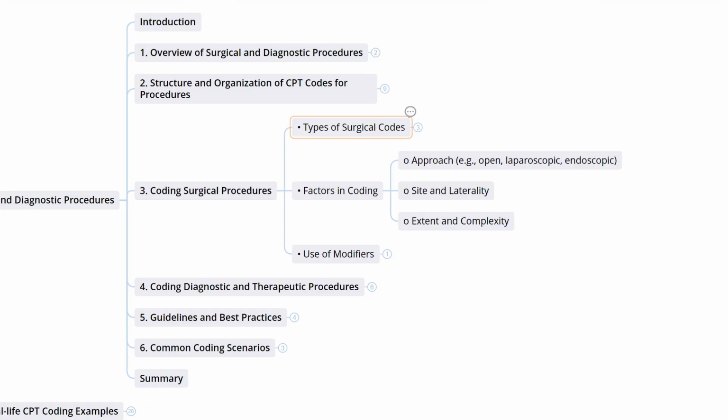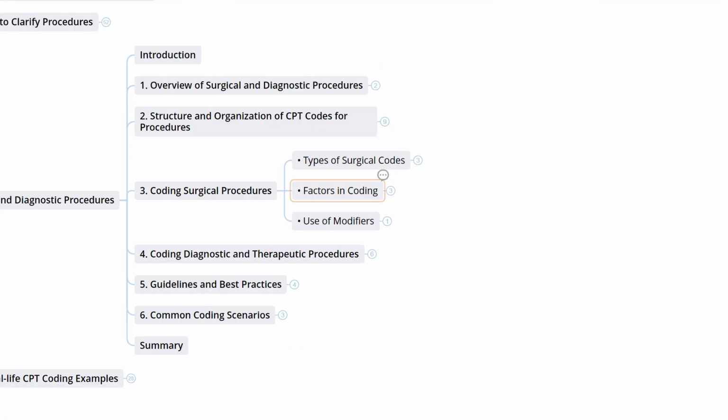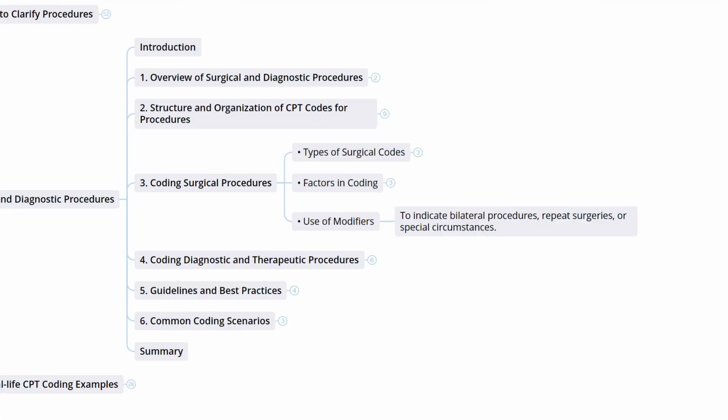Factors in coding. Firstly, approach, to differentiate whether it's an open, laparoscopic, or an endoscopic procedure. Next, site and laterality, extent and complexity, and use of modifiers. It is to indicate bilateral procedures, repeat surgeries, or special circumstances.